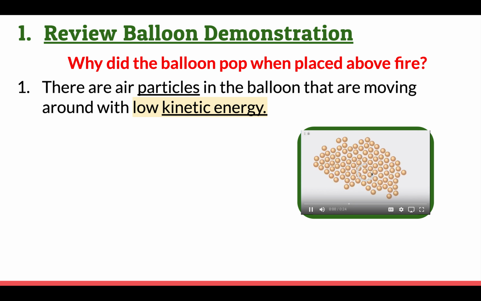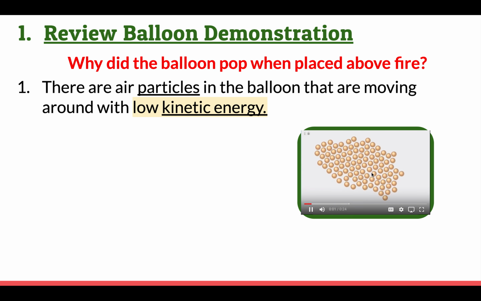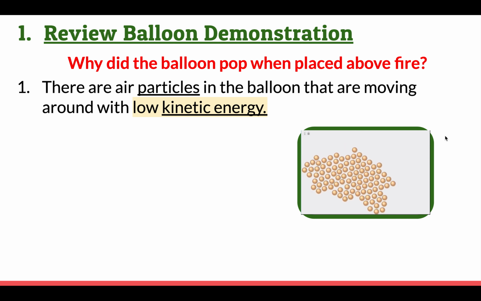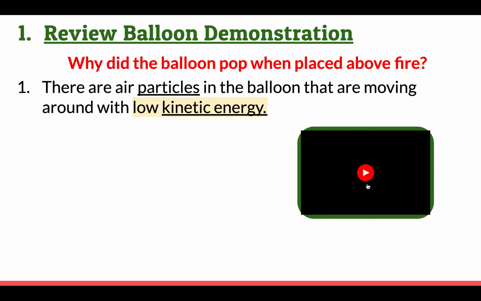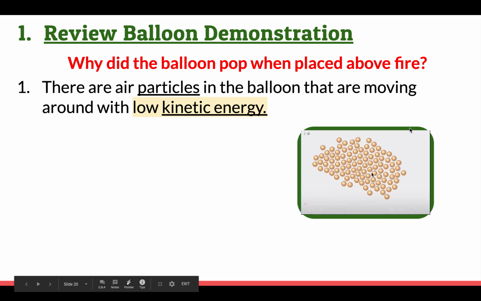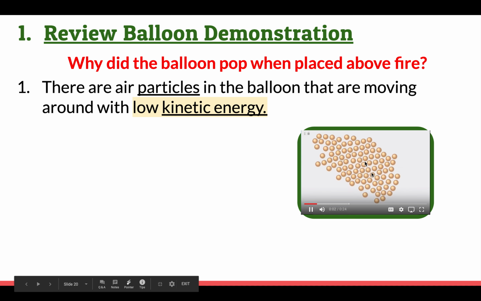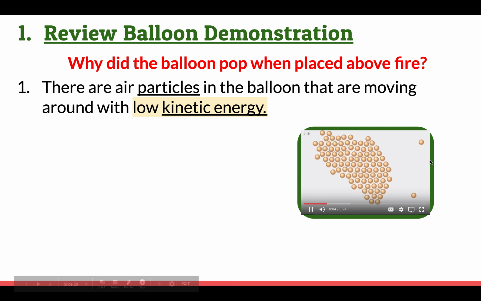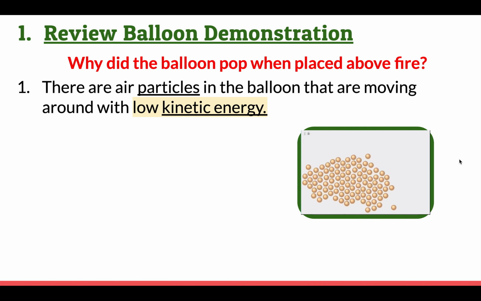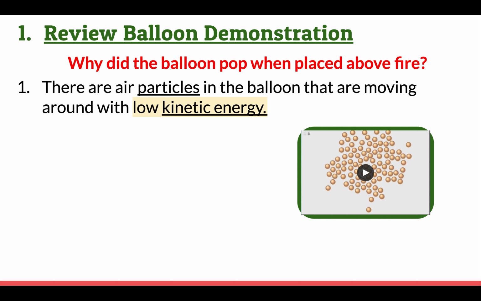So why did the balloon pop when placed above fire? Well, first, there are air particles in the balloon. So imagine that this green box is the balloon. There are air particles in the balloon that are moving around with low kinetic energy. So one more time, imagine this is the balloon, and inside there are air particles that are moving around, and they have low kinetic energy. They're not moving that fast. They're moving just a little bit.